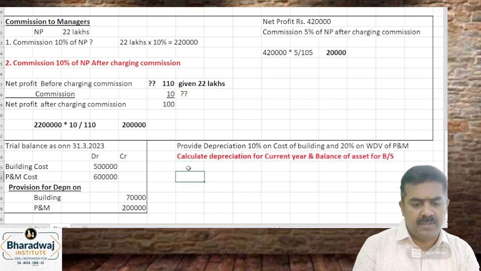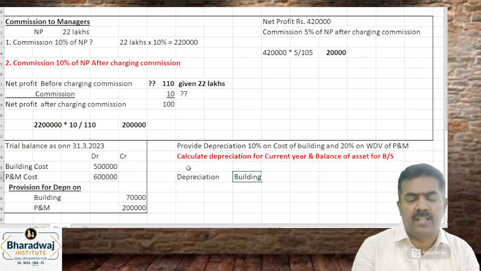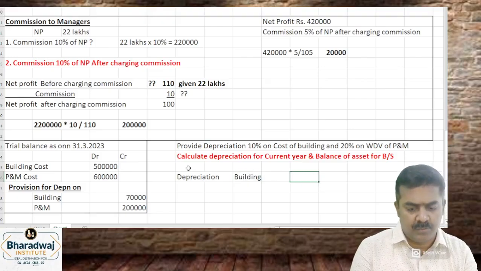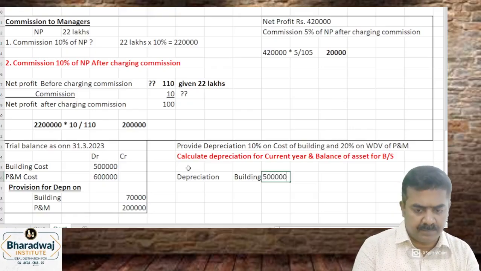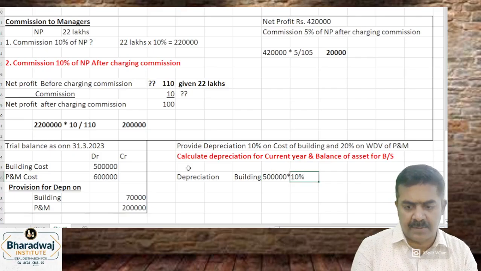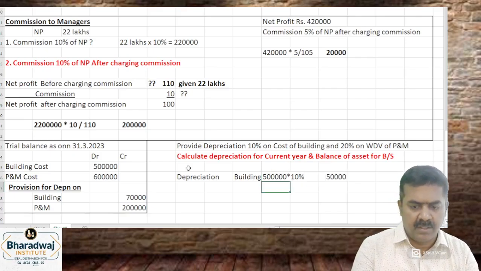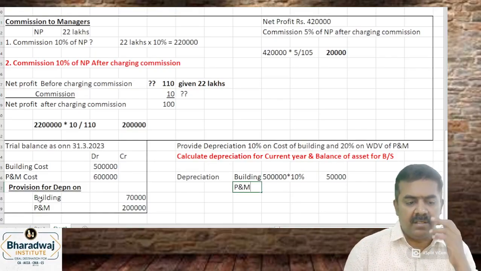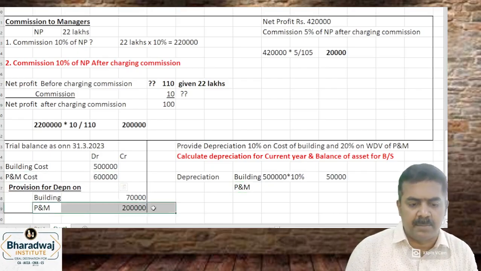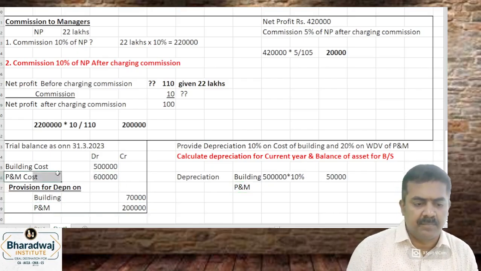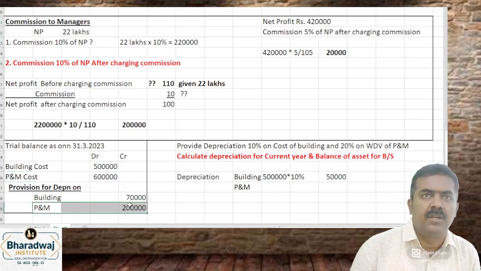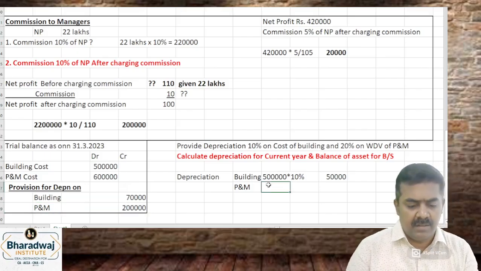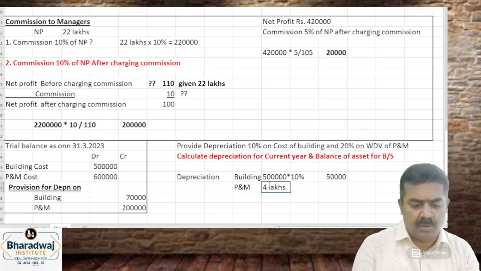How to provide depreciation? For building, what have they said? 10% on cost. So 5 lakhs into 10%, how much? 50,000. On plant and machinery, they ask you to provide based on WDV. WDV means cost minus accumulated depreciation. Cost is how much? 5 lakhs. What is the accumulated depreciation? 2 lakhs. What is the WDV? 4 lakhs. Into what percentage? 20%. How much? 80,000.